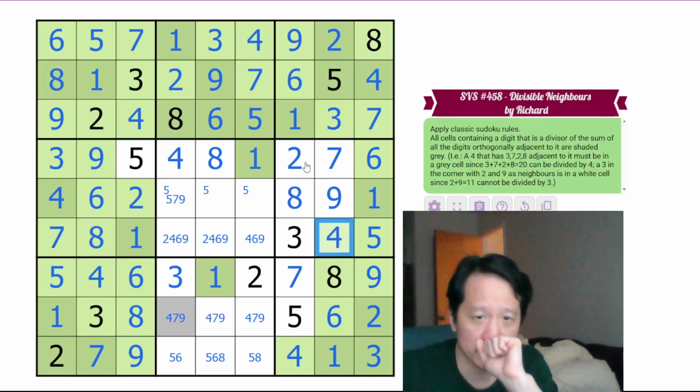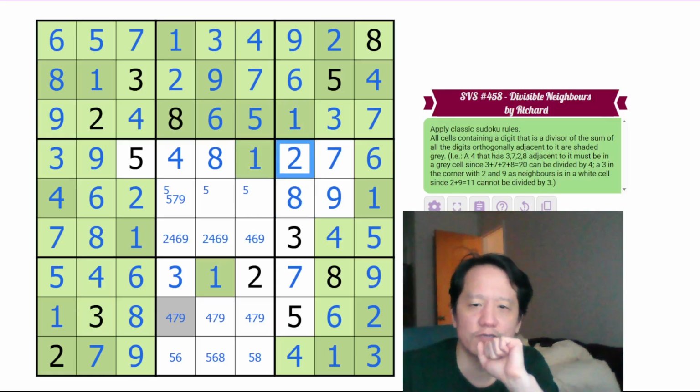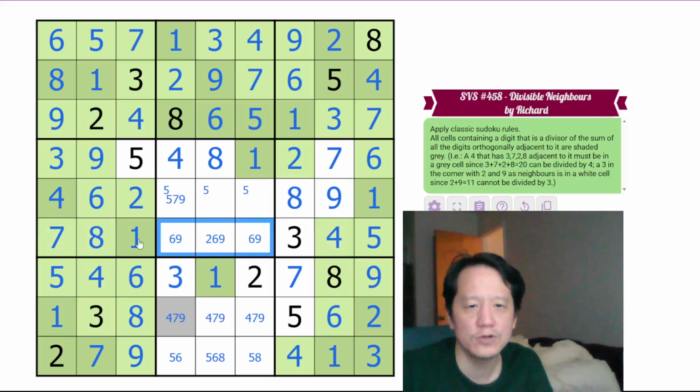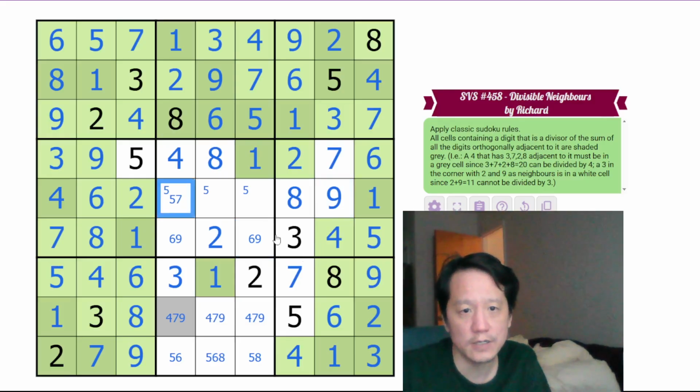1, 7, 8. That's 17, which 2 does not divide evenly into. 2 cannot be here, so where's 2? This 4 eliminates 4 in the rest of the row, so where's 2 in row 6? It's here. 9 eliminates 9 here.